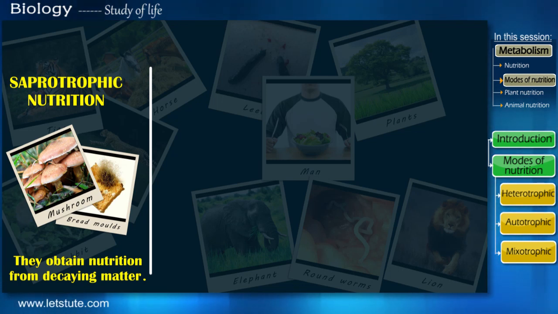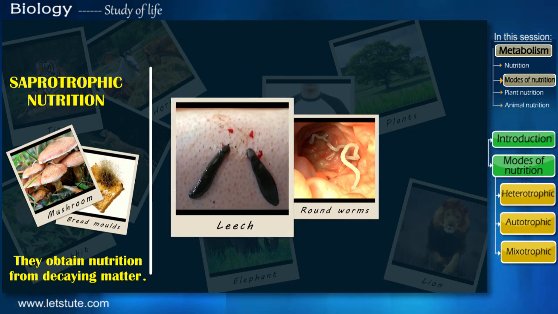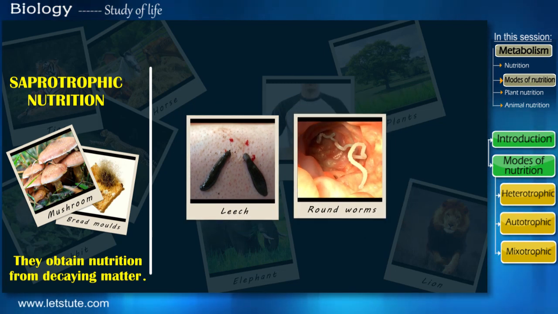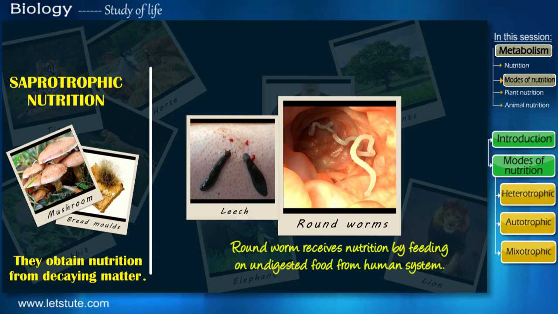We have all seen a parasite at some point of time. Now, parasites are organisms that live on the body surface or inside the body of another type of organism. For example, a leech is an organism that receives its nutrition by sucking the blood of another organism. While a roundworm lives inside the body of a human and receives nutrition from the human system by feeding on undigested food from our intestine.